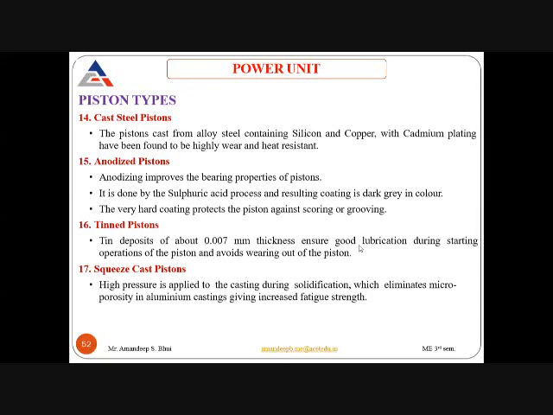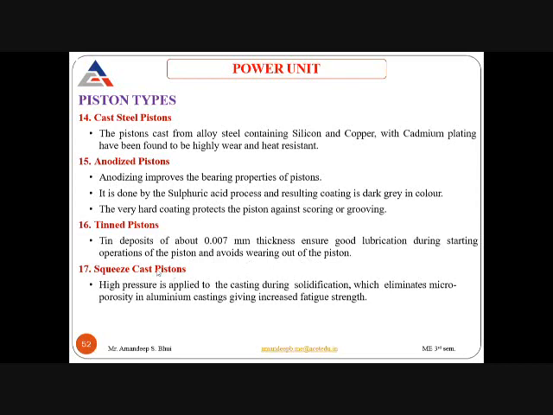lubrication. The top surface acts as a lubrication during starting, because when the engine is started, at that stage the lubrication is not done. The lubricant does not reach the piston and the cylinder. Now in that case, to avoid the wear of the piston rings and the piston lining, this tin coating acts as a lubricant. Now that avoids the wearing of the piston.